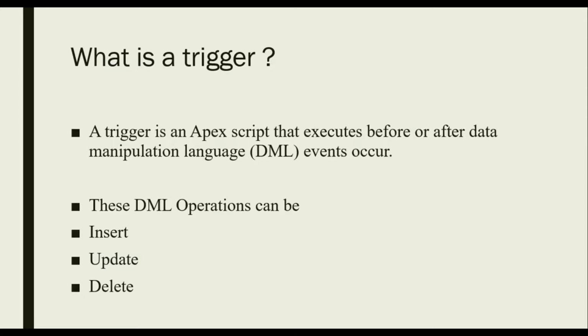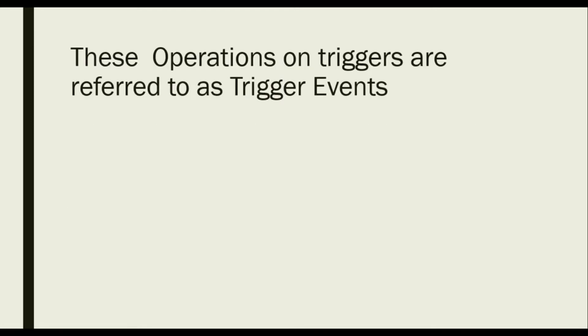In the case of insert, we add new data to the database. In the case of update, if our value matches the criteria for an update, for example we want to update a person's address from city A to city B because he has shifted, the person should already be present in your database in order to fetch and update that record. And in the case of delete, you are simply deleting the user's data from the database. These operations on triggers are referred to as trigger events.